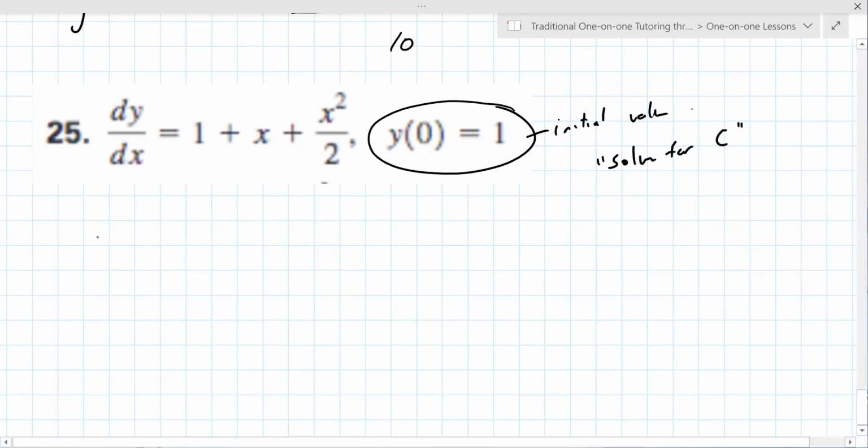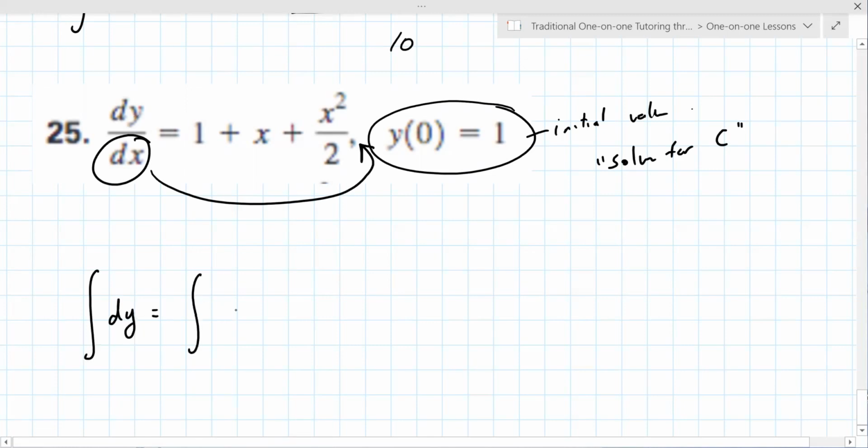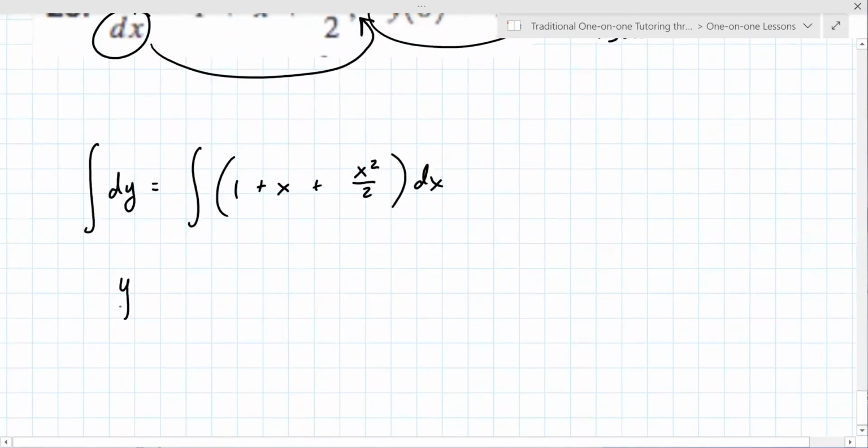Okay, so I mentioned this before, you want to move this dx over here. And if there were y terms, you would move them over, but this becomes the integral dy equals the integral of 1 plus x squared over 2 dx. So on the left, it's just y, right? We did one somewhere where it was over y, and then you got the natural log of y. It could be really anything. We'll see that here.